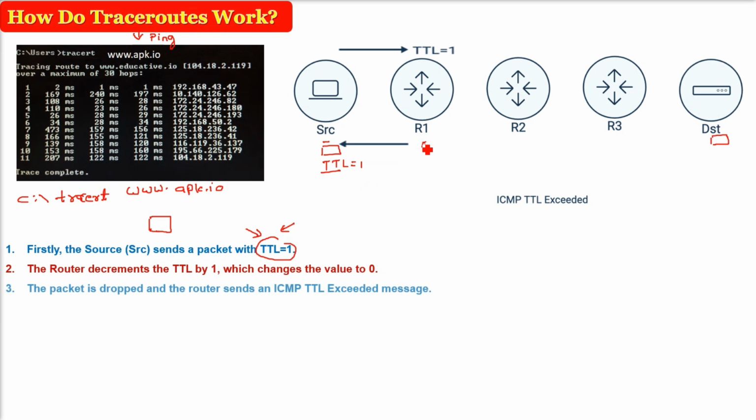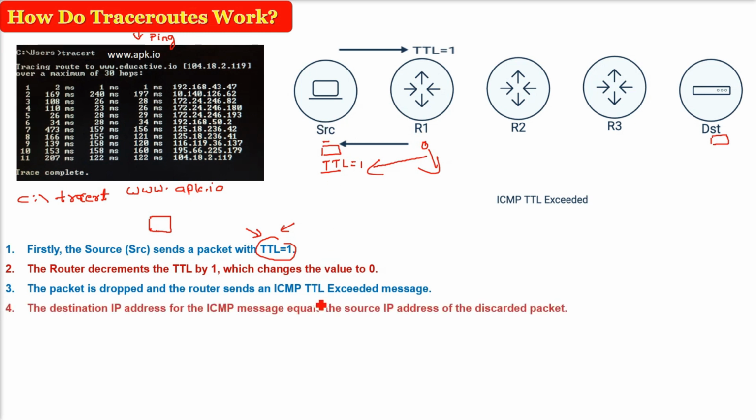Once the packet is discarded or dropped, the router will send an ICMP TTL exceeded message, meaning the TTL has become 0. Now you will get an ICMP reply, and that reply will tell you from which IP it has come back. That means the destination IP address for the ICMP message equals the source IP address of the discarded packet. So this actually works as a ping for the first router it encounters. Essentially, the first router will be your gateway, the network address of your network.